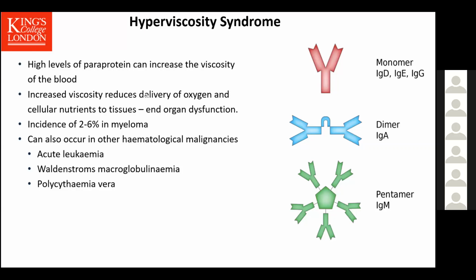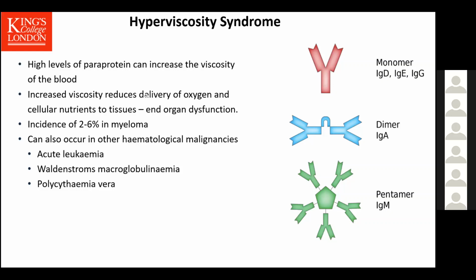So hyperviscosity syndrome does not only occur in myeloma, it can happen in other conditions also. Well, it can happen in myeloid leukemias where the white cell count is so high. It can happen in acute leukemias, acute ALL. It can happen in polycythemia rubra vera. It can happen in Waldenström macroglobulinemia. So it can happen in a host of conditions. Yeah. So you might get a question about hyperviscosity syndrome.